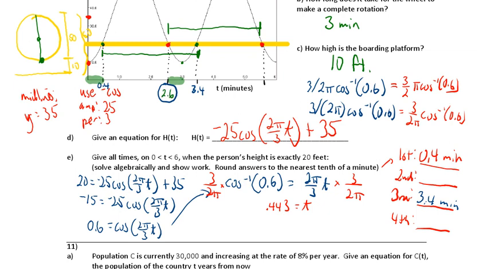And then that means this fourth time is going to be exactly 1 period later, 3 minutes later. That's going to be 5.6 minutes. All right.